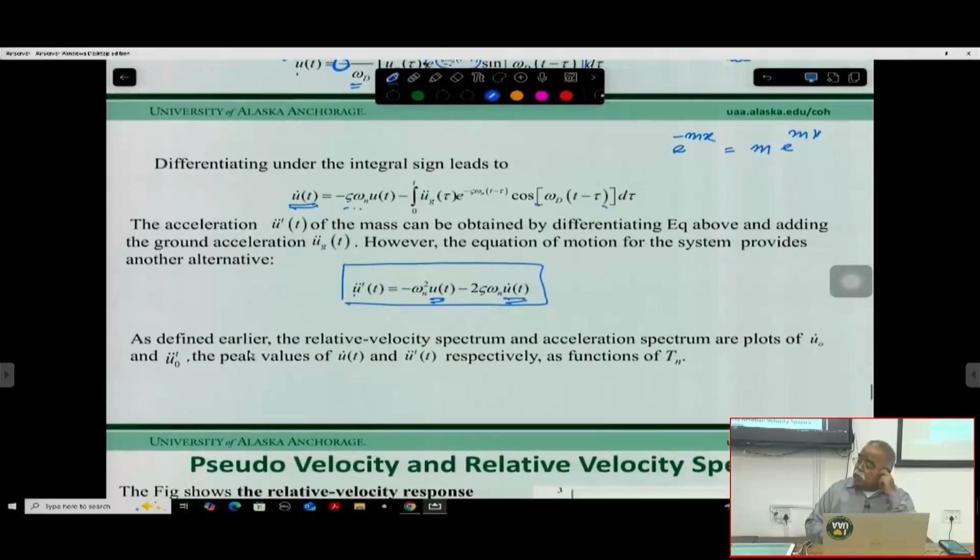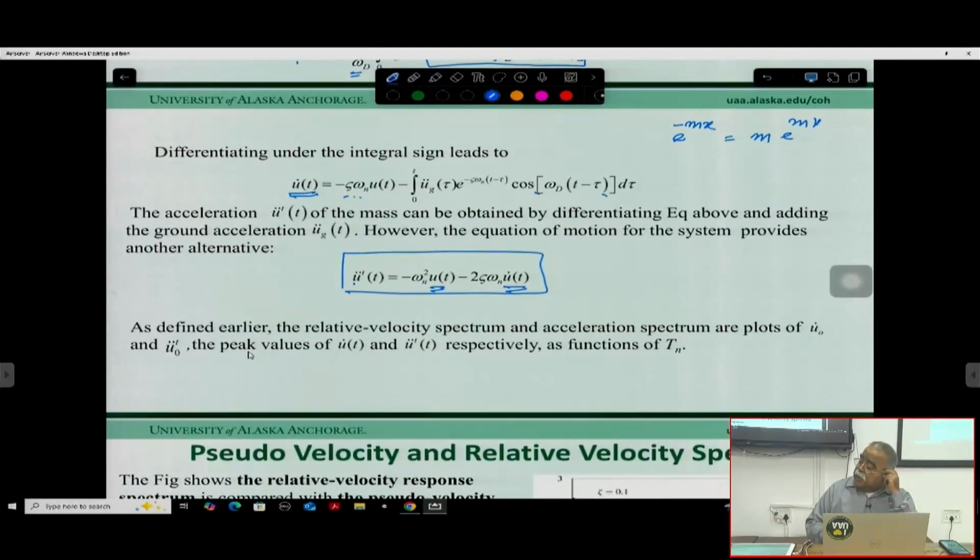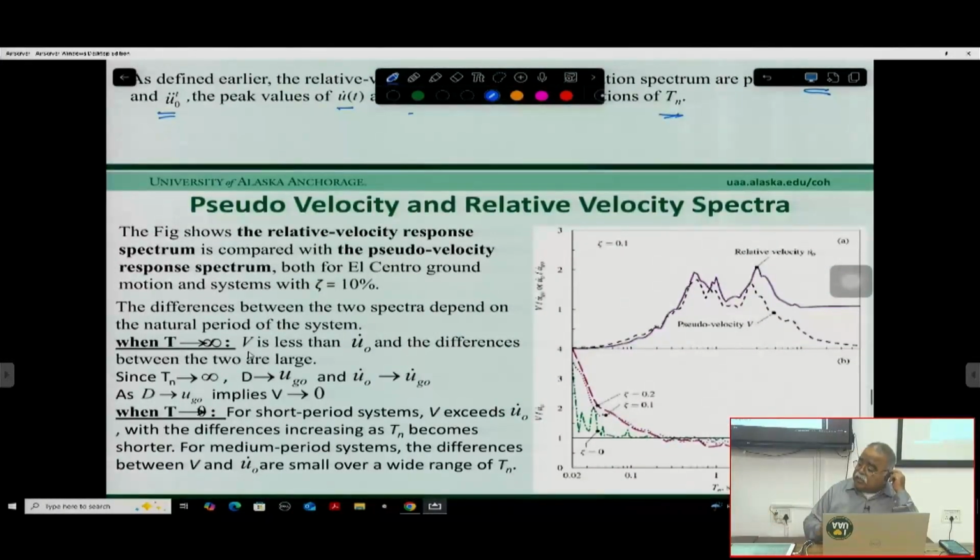So that's your relation. We can calculate the relative velocity spectrum and acceleration spectrum, the plot of u0 dot t and u0 double dot t. The peak values of these you can calculate as a function of Tn, right? So the pseudo velocity and this response you can calculate.